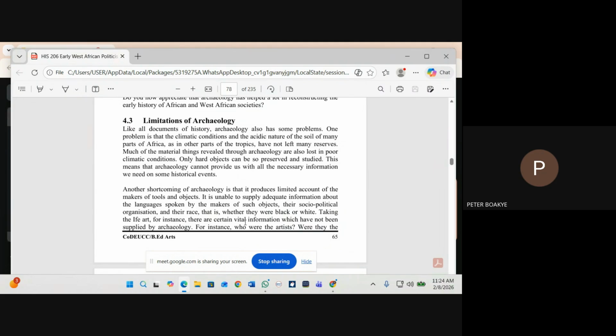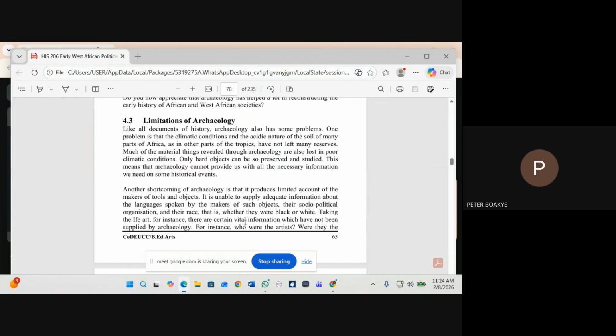One is that climatic conditions and the acidic nature of the soil of many parts of Africa affect the fossils, so it doesn't take long for them to decay, limiting what can be told about the history of the people who lived there, their culture. Parts of tropical Africa have not left many remains. Much of the material things revealed through archaeology are also lost in poor climatic conditions.